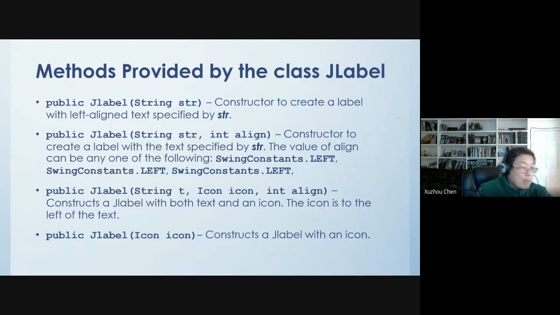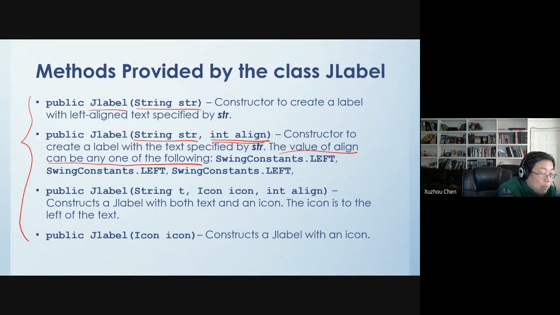So these are the methods of JLabel. There are a couple of different constructors for JLabel. Okay. So you can create the JLabel by calling the constructor JLabel and providing the string. And then you can create the JLabel and provide a string, and you can also provide the alignment. So the value of the alignment can be any one of the following: SwingConstants.LEFT, and SwingConstants, I think it's CENTER.